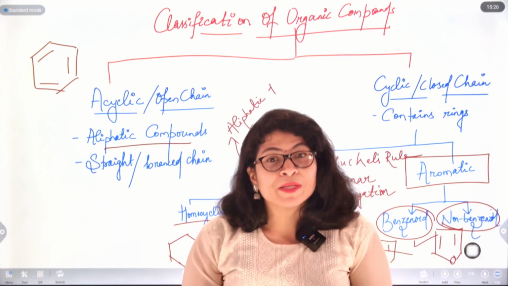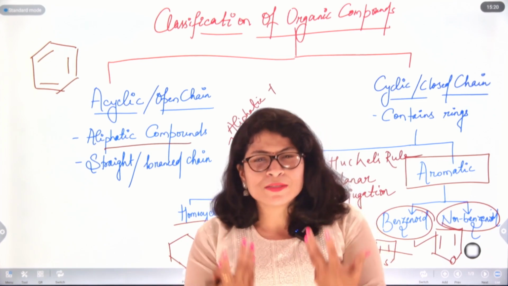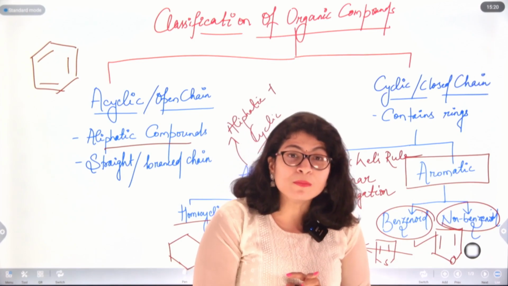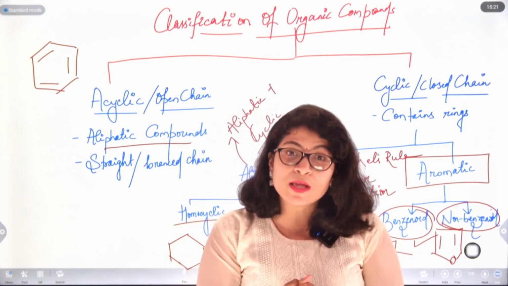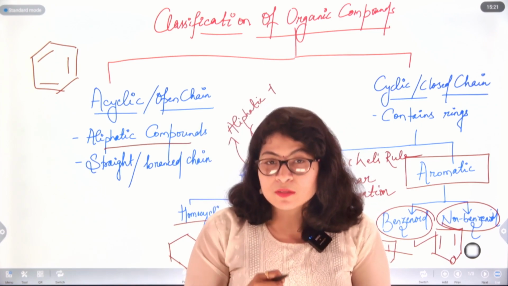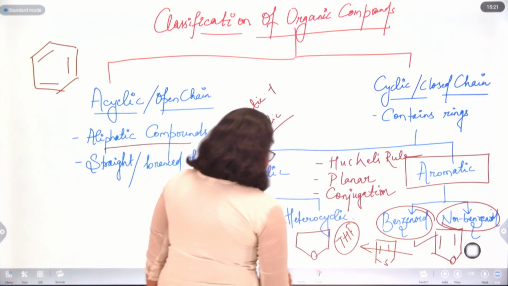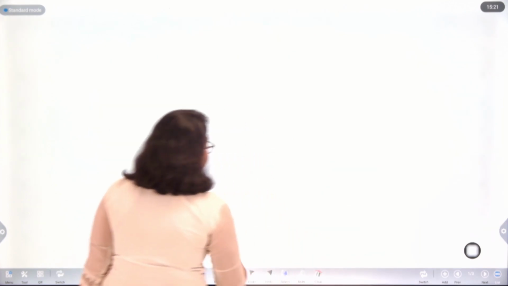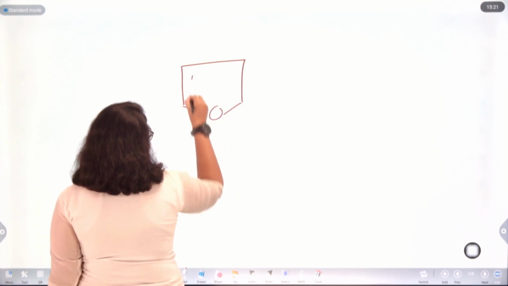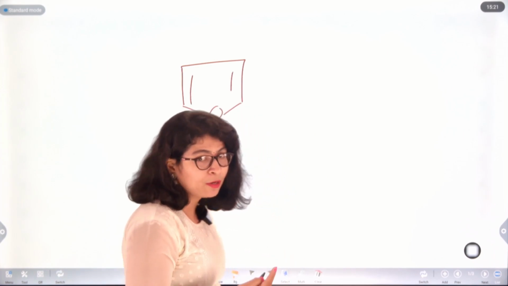But apart from benzene, if there is another heteroatom in the ring and that satisfies the condition of aromaticity, then they are categorized as non-benzenoids. Basically, non-benzenoids are aromatic compounds but not purely containing carbon atoms in the ring. See here, for example, furan. Let me clear this for you. This is the structure for furan, and we know oxygen has two lone pairs of electrons.